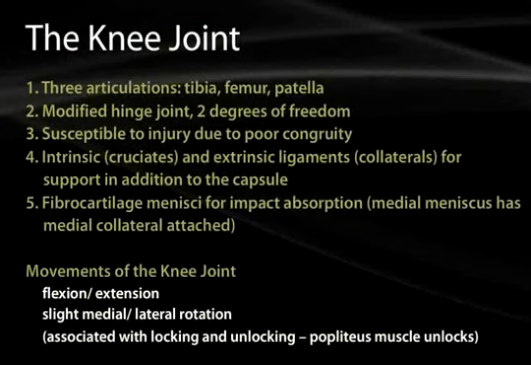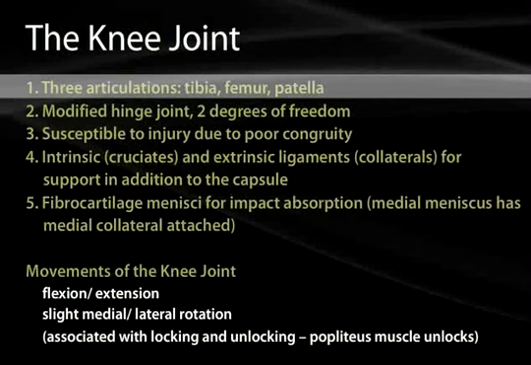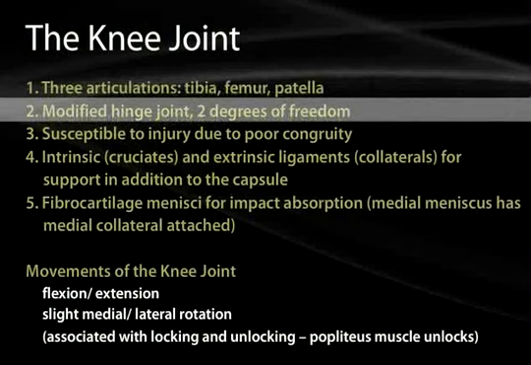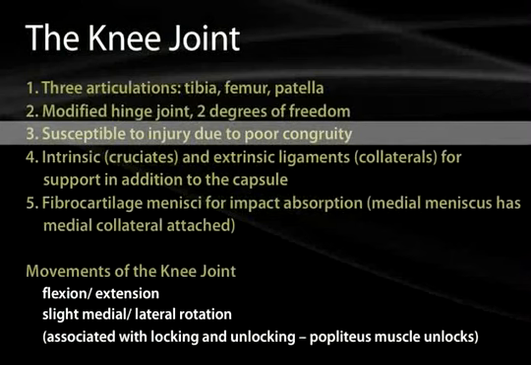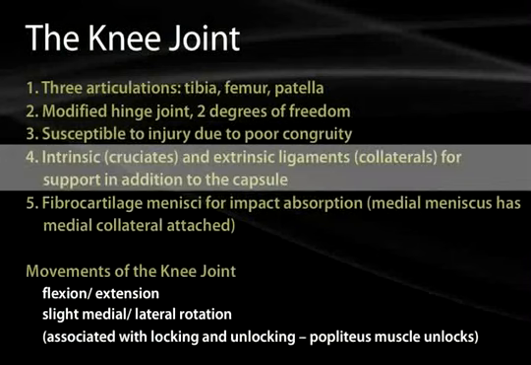If we look at the knee joint, 3 articulations, the tibia, the femur, and the patella. It's a modified hinge joint, meaning it has 2 degrees of freedom, but it's also susceptible to injury because it has poor congruity, especially compared to something as stable as the hip. There are intrinsics, which are called the cruciate ligaments, and extrinsics, which are the collaterals in the capsule, and they're all going to assist the capsule in support of that.